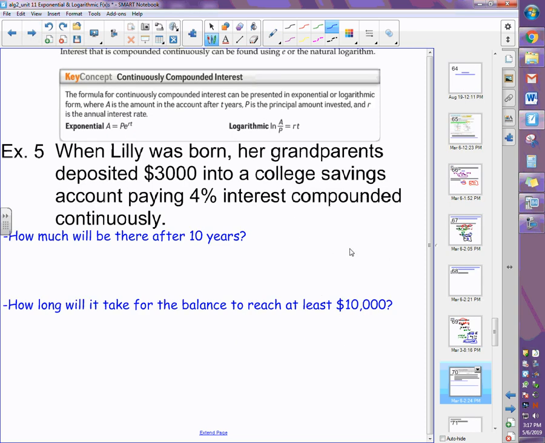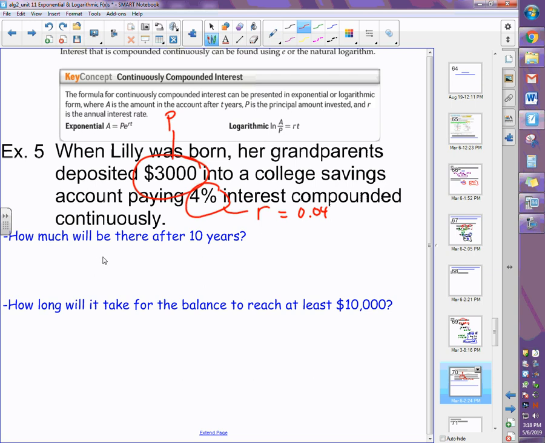And last but not least, we're going to talk about continuously compounded interest. Here's the formula in exponential form. A equals P times e to the power of rt. Or in logarithmic form, it has its alternative as well. When Lily was born, her grandparents deposited $3,000 into a college savings account paying 4% interest compounded continuously. So let's break it down. $3,000, that's P, our initial amount. 4% is our rate, but as a decimal, that's 0.04.